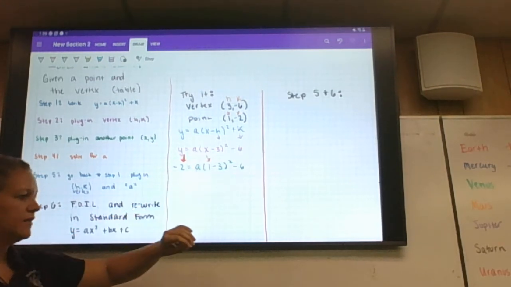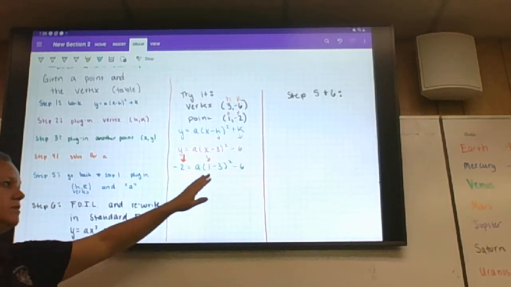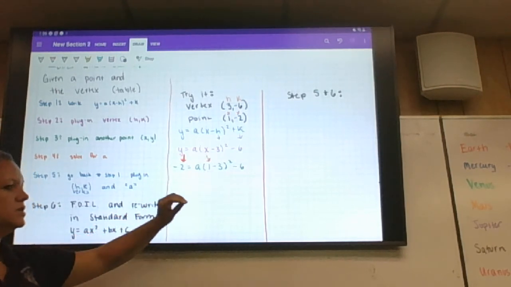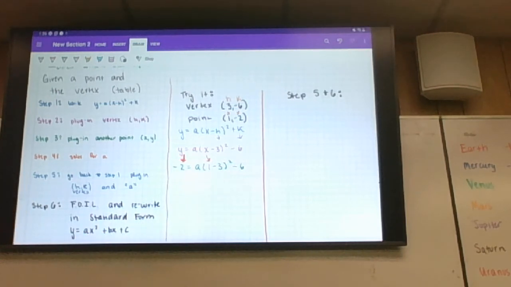Now, in the graphing with the table, the calculator was super helpful and efficient. That's not the case here. Here, you're going to go a little bit quicker doing it by hand. You can still use the calculator, but the calculator won't do it all for you the way it did in the graph.